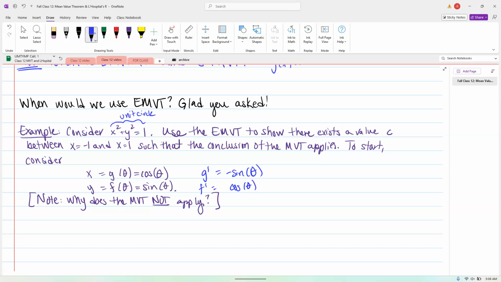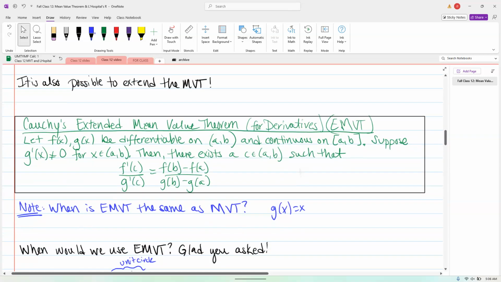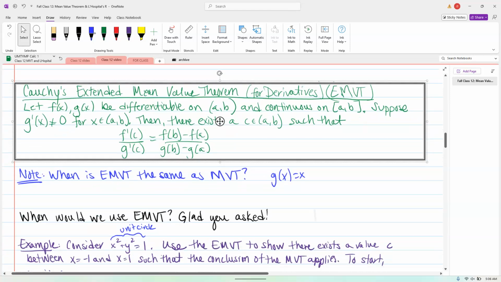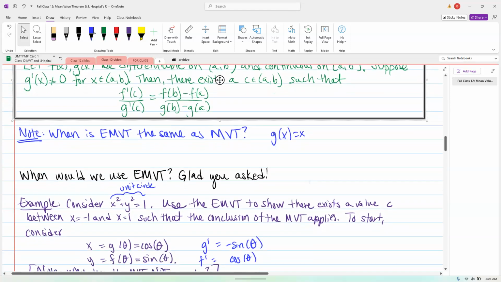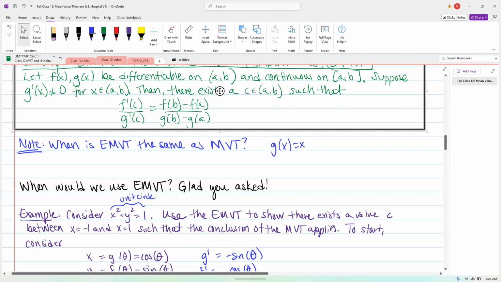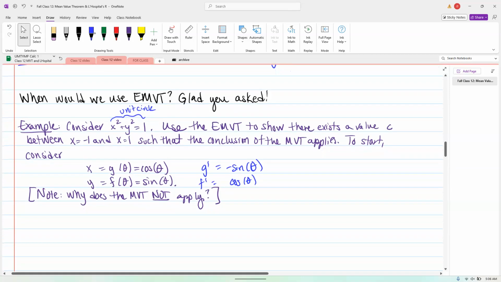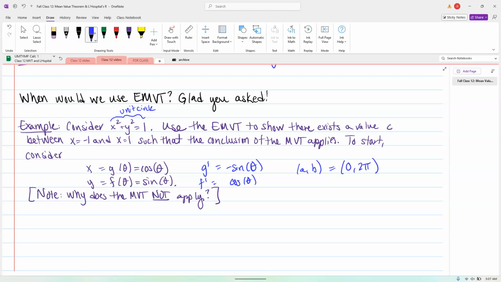Given that they're both differentiable, I can find the derivatives and they exist on that interval, so I think I've satisfied that condition. Continuous, yes, they're trig functions, sine and cosine, so they're going to be continuous on their domain. And then the only thing we have to think about is what a and b are. Our first idea would be to do 0 and 2 pi.